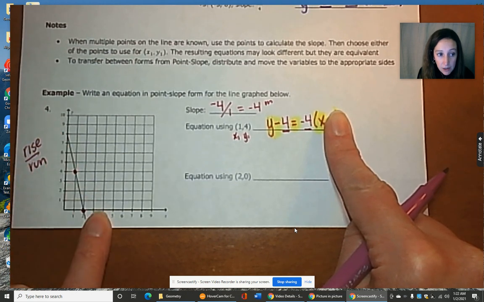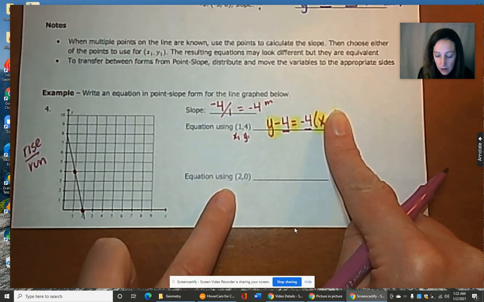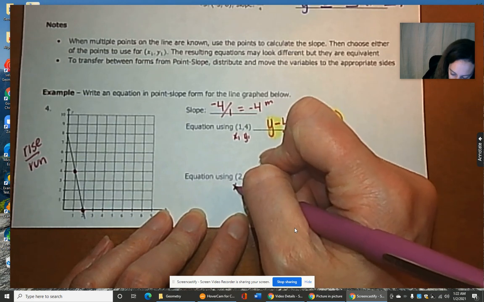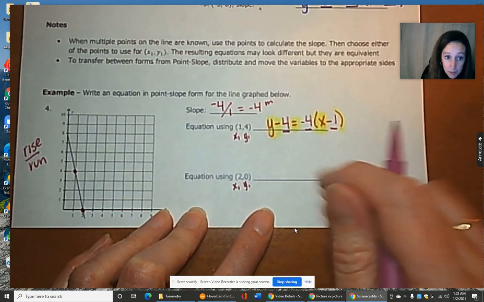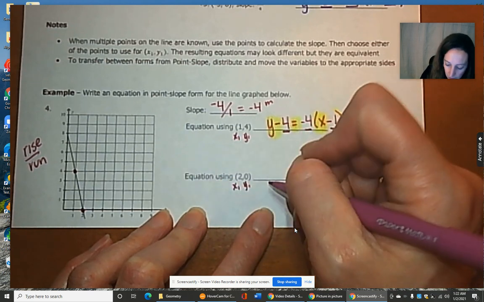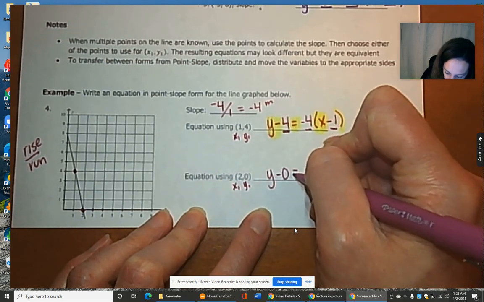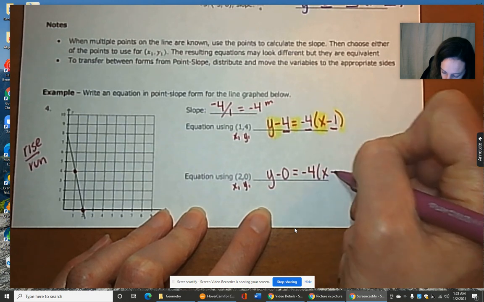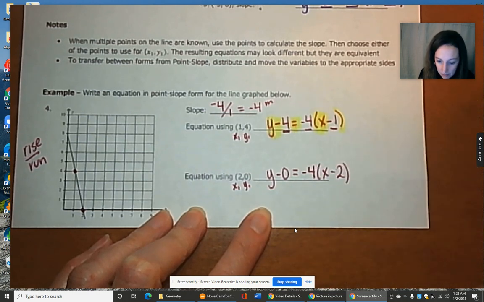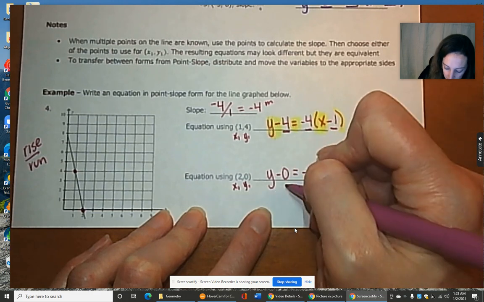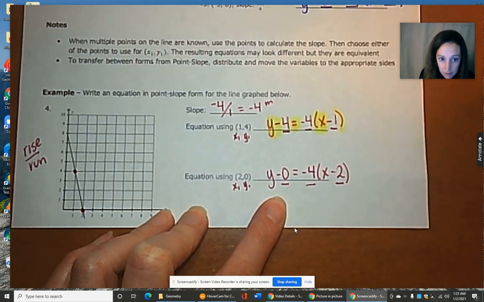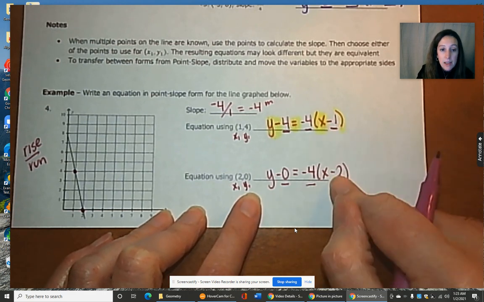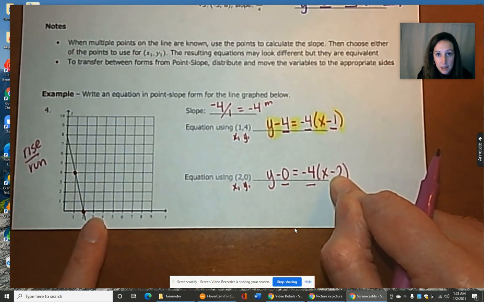If I had written the equation for this line and instead of using 1, 4, I used 2, 0, so this would be my x1 and this would be my y1, it will look different because I have a 2 and a 0 instead of a 1 and a 4. So I get y minus 0 equals negative 4 times x minus 2. Right? Same thing: this is my y value, this is my slope, this is my x value. Right? These two equations represent the same line. They look different, but they're equivalent.